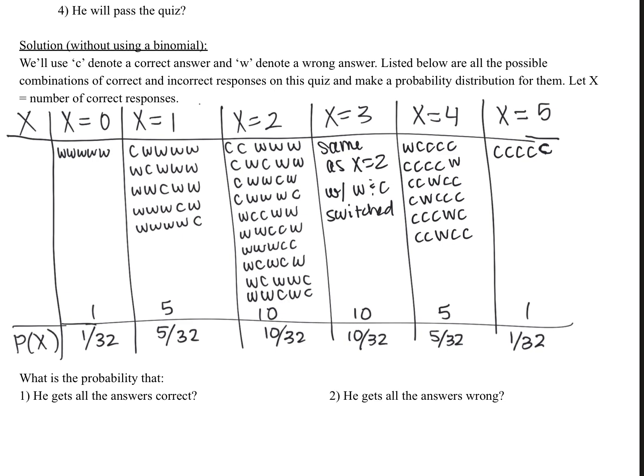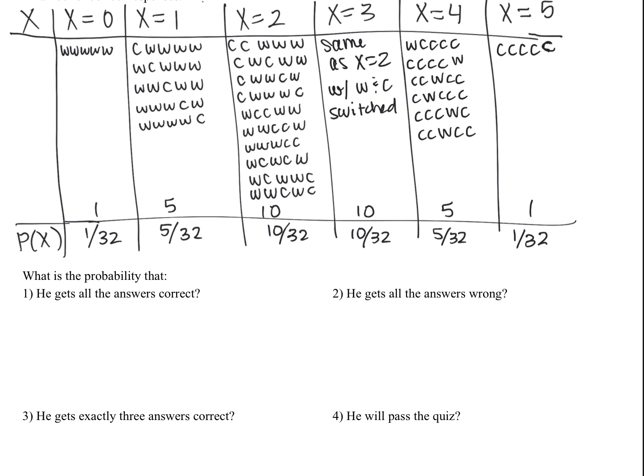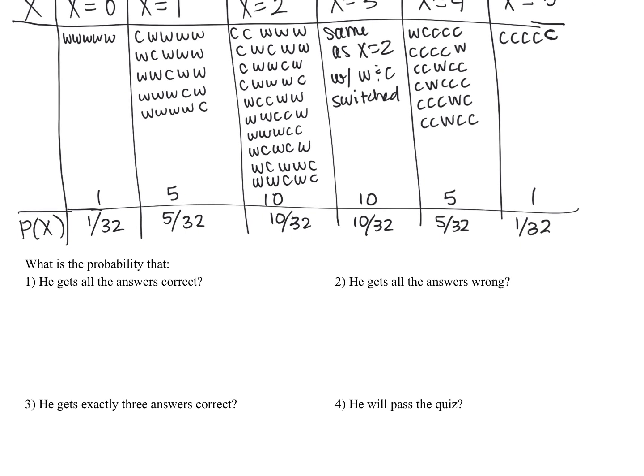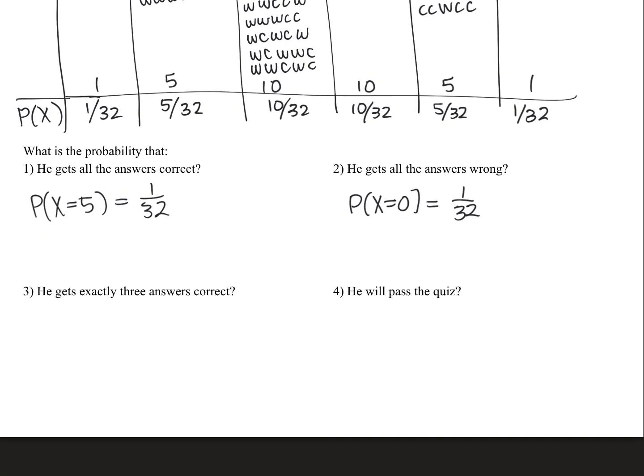Okay, so now we can go ahead and answer the question. Probability he gets all answers correct: that is the probability that x equals 5, which is 1 out of 32. He gets all of the answers wrong, so that's the probability that x equals 0, which is also 1 out of 32. Probability he gets exactly 3 correct: that's probability x equals 3, which is 10 out of 32.